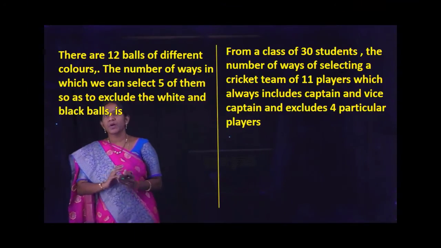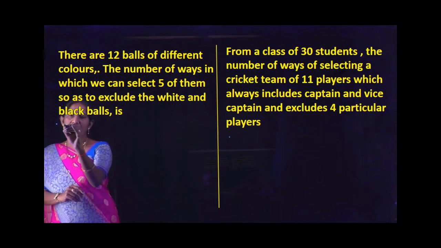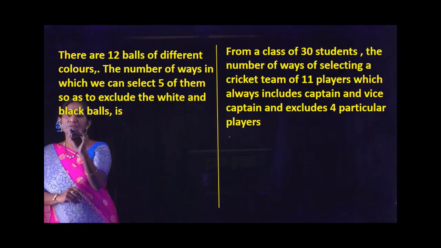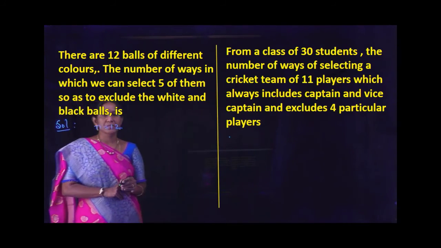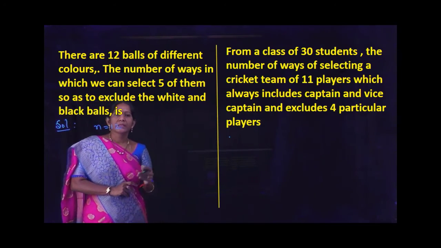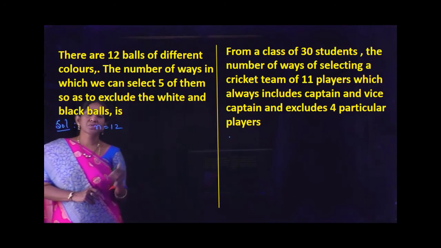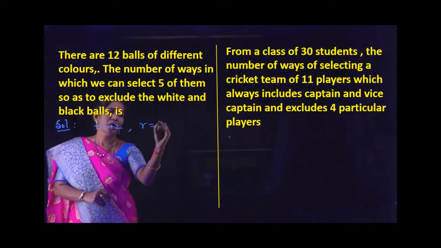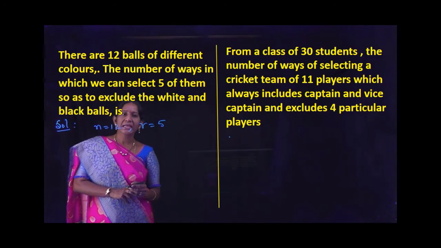Come to the next problem. There are 12 balls of different colors, that is n equal to 12 given. The number of ways in which we can select 5 of them. Selected things are denoted by r, so r equal to 5 given, so as to exclude the white and black balls.